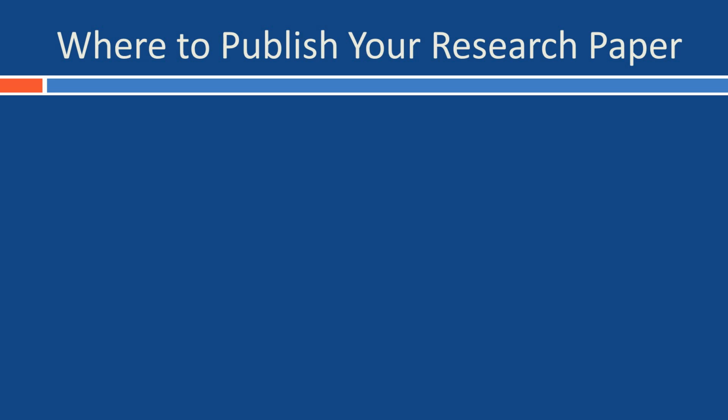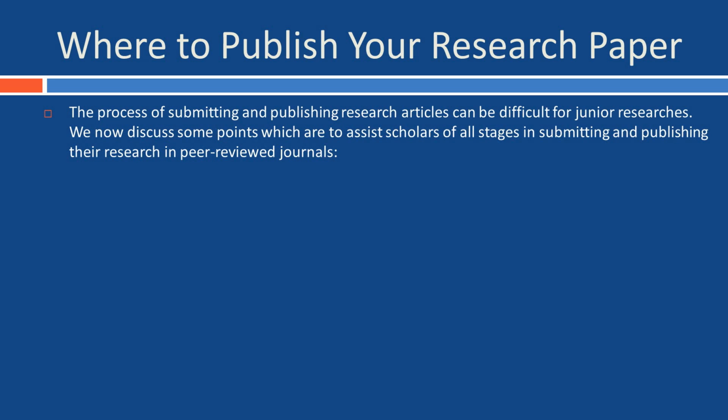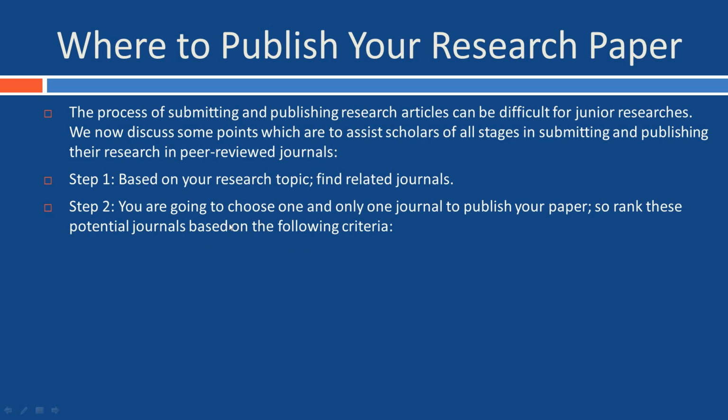Now we see where we have to publish our research paper. The process of submitting and publishing research articles can be difficult for junior researchers. We now discuss some points to assist scholars of all stages in submitting and publishing their research papers in peer-reviewed journals. Step 1. Based on your research topic, find some related journals. Step 2. You are going to choose one and only one journal to publish your research paper. So rank these potential journals based on the following criteria.